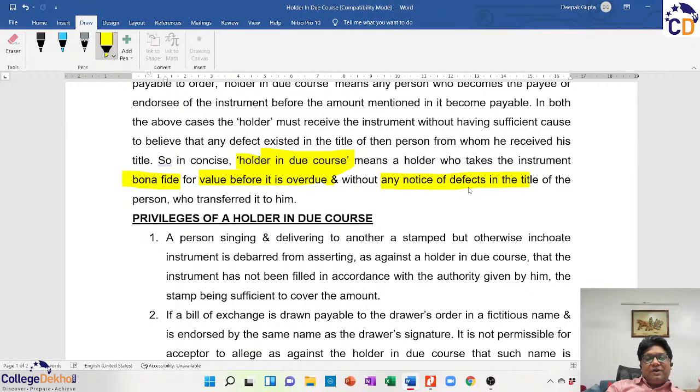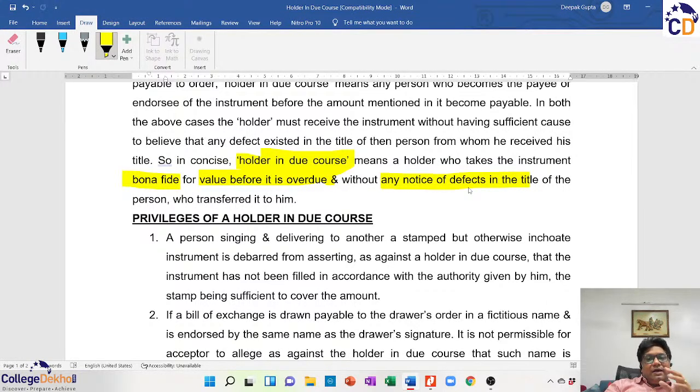So basically, a holder in due course always takes the instrument bona fide for a consideration. He always becomes the holder or the endorsee before it is due. And thirdly, he didn't know that there is any defect or he has no doubt about the title of the transferor. We use the word good faith.